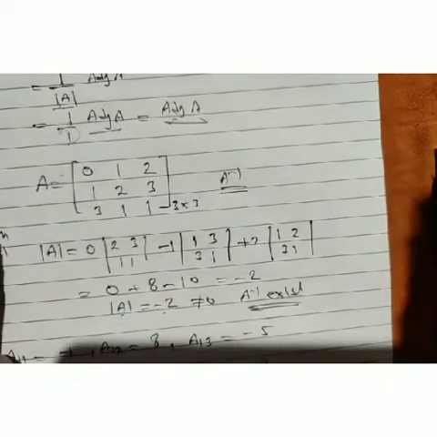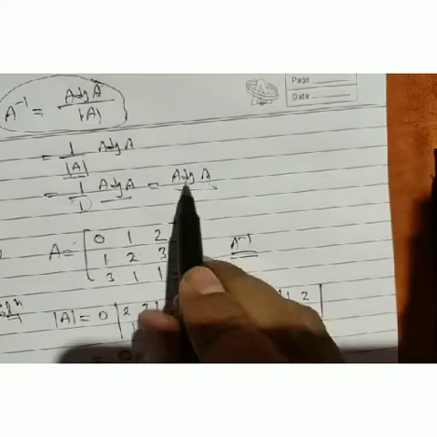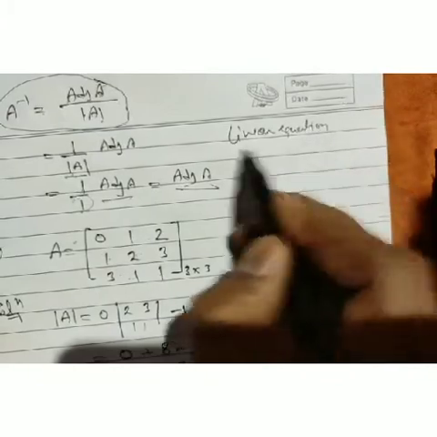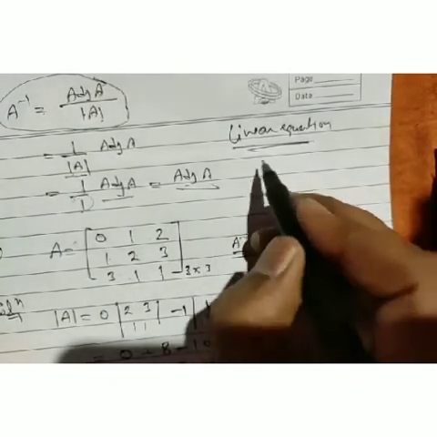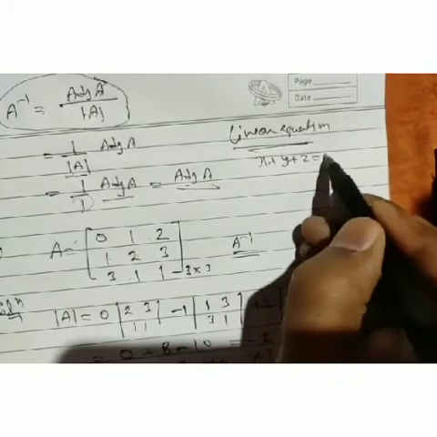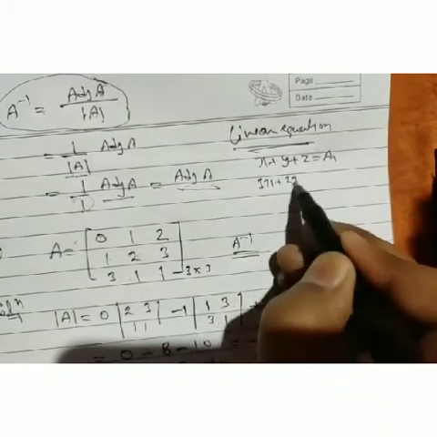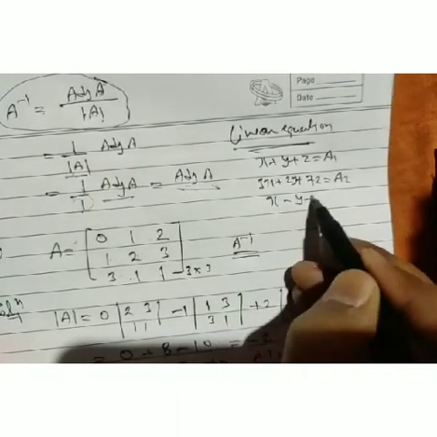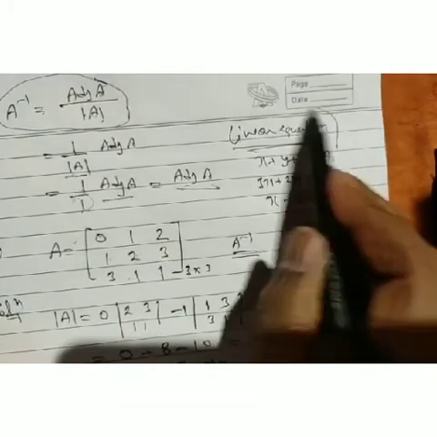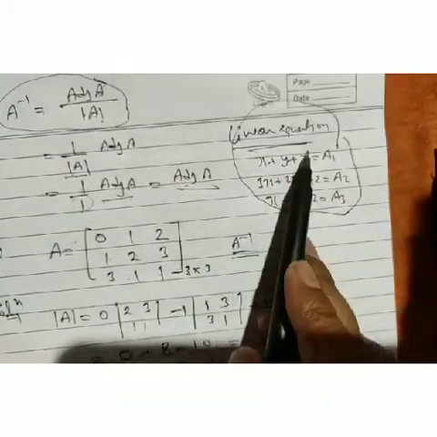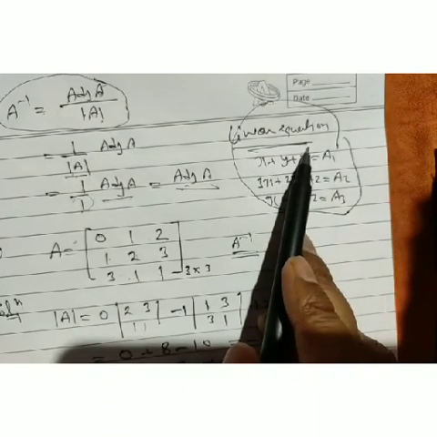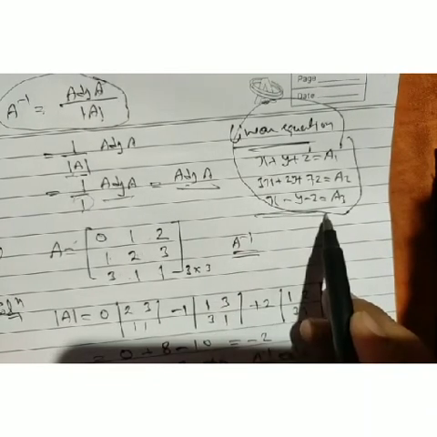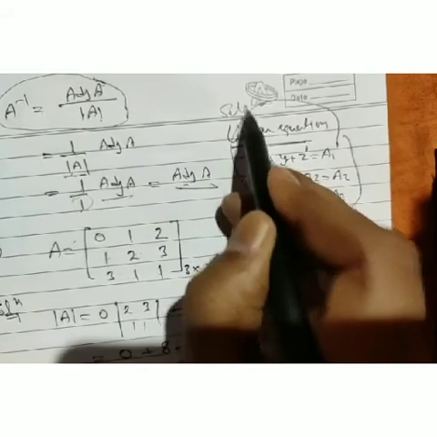In our next video we are going to understand how to use determinants to solve linear equations. We are going to discuss how we can solve problems like x plus y plus z equal to some a1, 3x plus 2y plus 7z equal to some a2, and x minus y minus z equal to some a3. We are going to solve linear equations by using Cramer's rule, using the determinant method to find the solutions of linear equations in our next video.